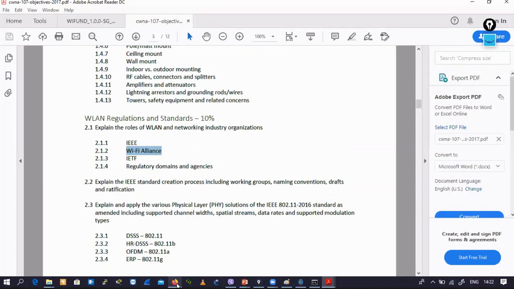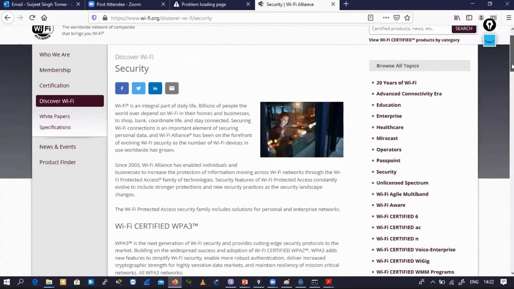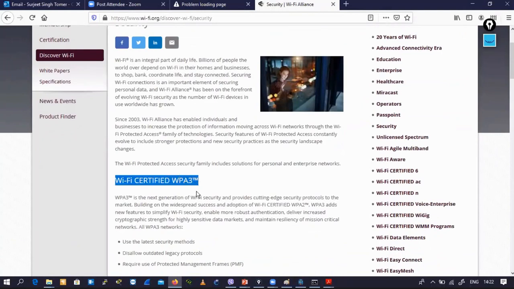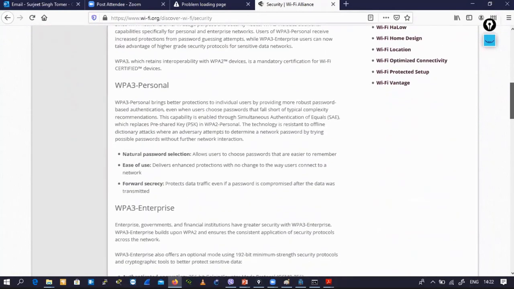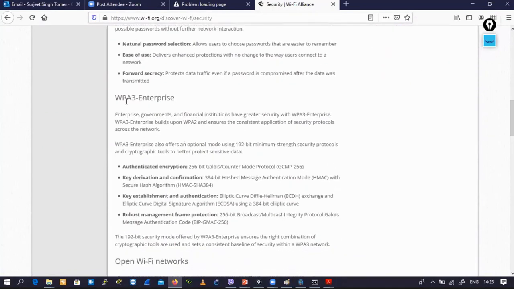The Wi-Fi Alliance is actually WPA2, WPA3 here, the new launch. See, this is the WPA3 trademark, the next generation of Wi-Fi security, providing cutting-edge protection. No one is using it right now. The Wi-Fi Alliance is basically broadcasting a message all over the world: stop using WPA2 Enterprise, because WPA3 Enterprise is launched with some new encryption, with key establishment, authentication and robust management, right?